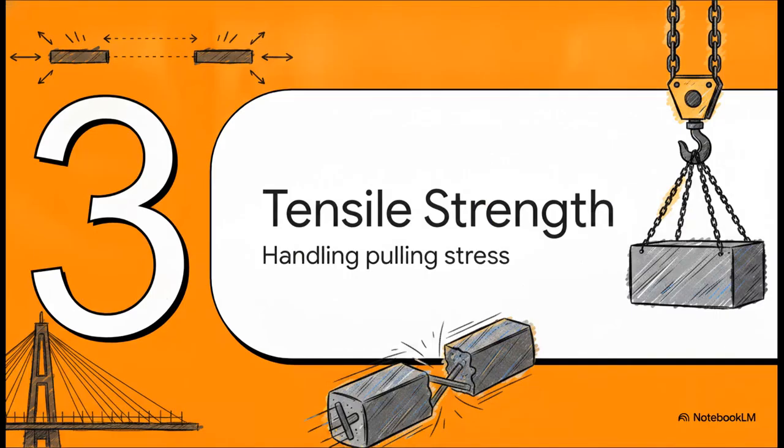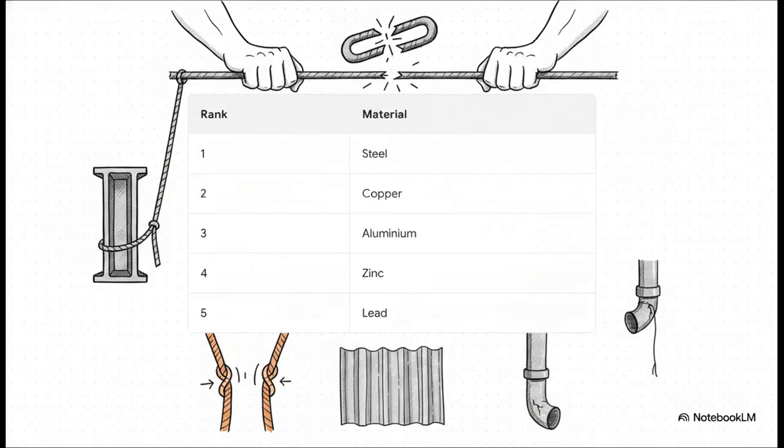Section 3. Tensile strength under pressure. Handling pulling stress. So tensile strength is basically all about how much pulling stress a material can take before it simply snaps in half. And wow, look at how our order has completely flipped from the malleability list. Steel, which was so stubborn and unyielding when we tried to shape it, now reigns supreme as the strongest material under tension. Following steel, we've got copper, aluminum, zinc, and then, yep, lead down at the bottom again.